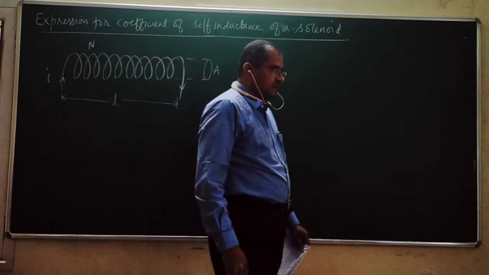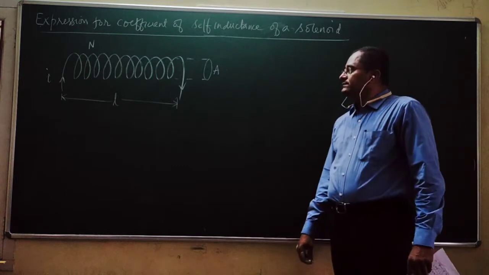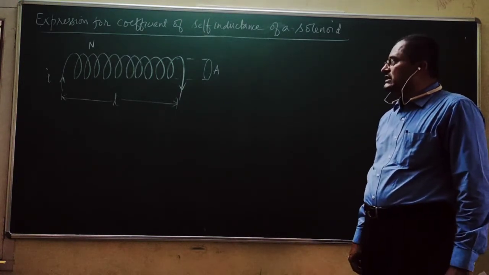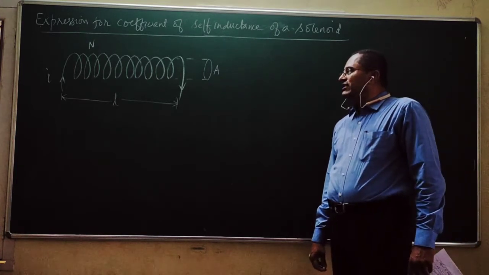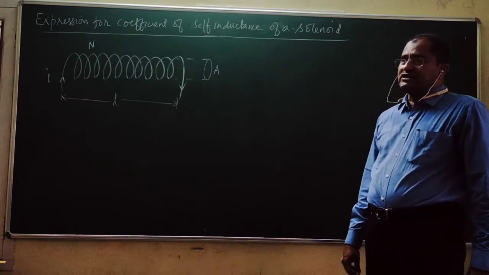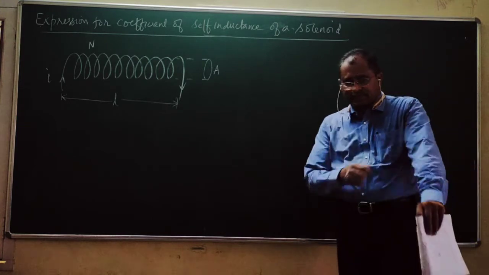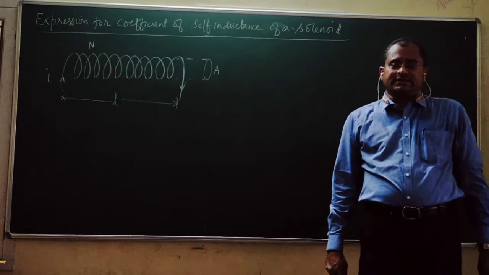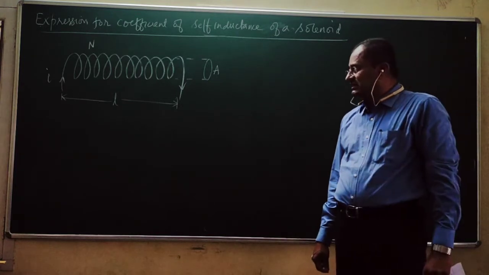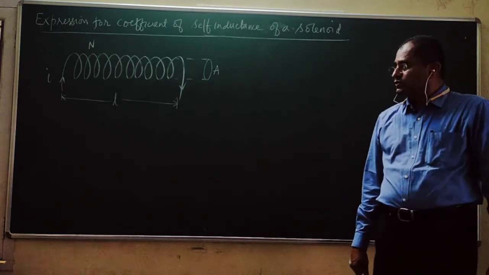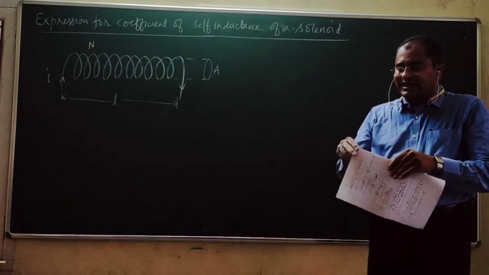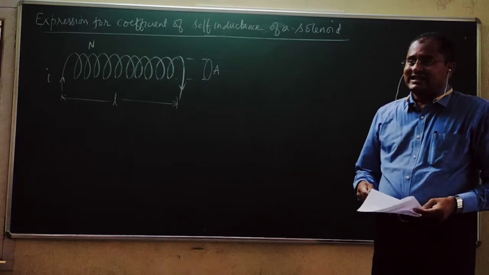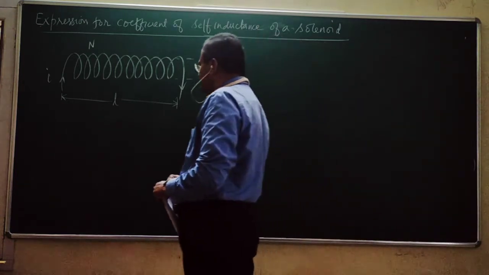Consider a long solenoid of length L having N turns carrying a current of I amps, whose area of cross section is A. I repeat, let us consider a long solenoid of length L having N turns through which a current of I amps is flowing. Let A be the area of cross section of the solenoid.